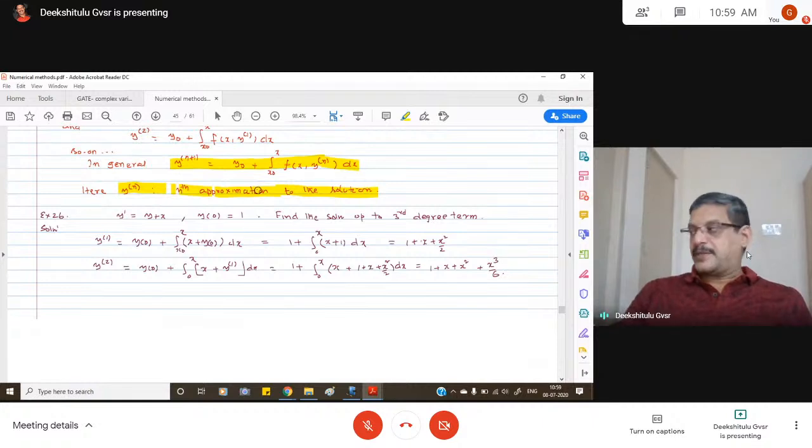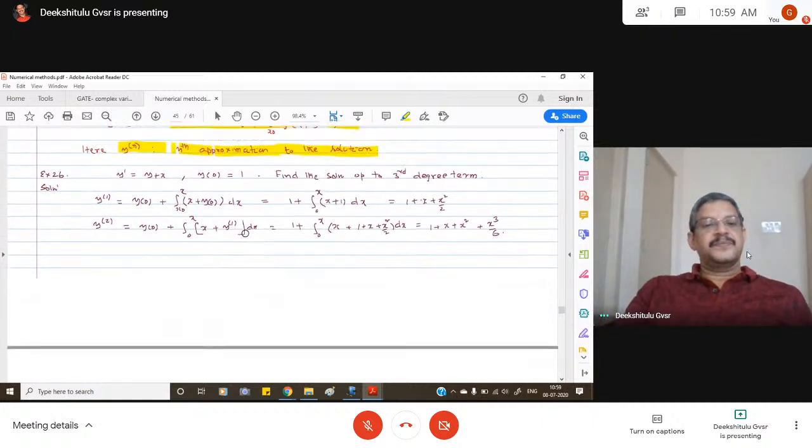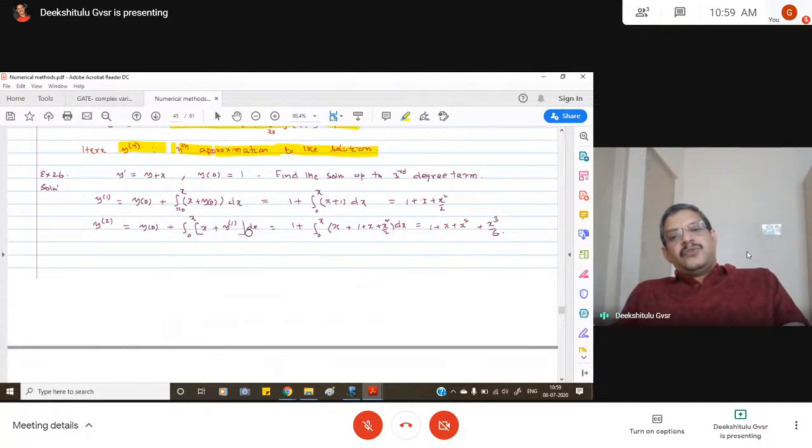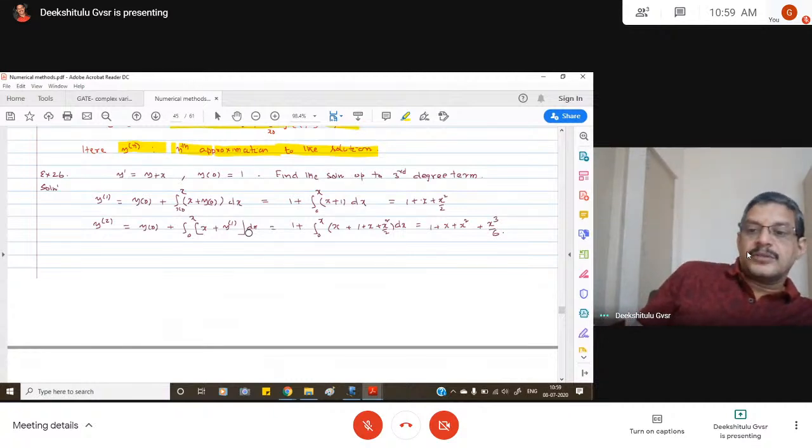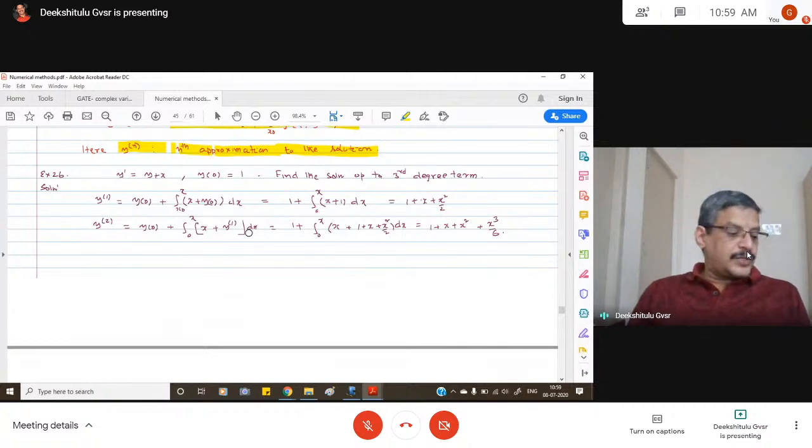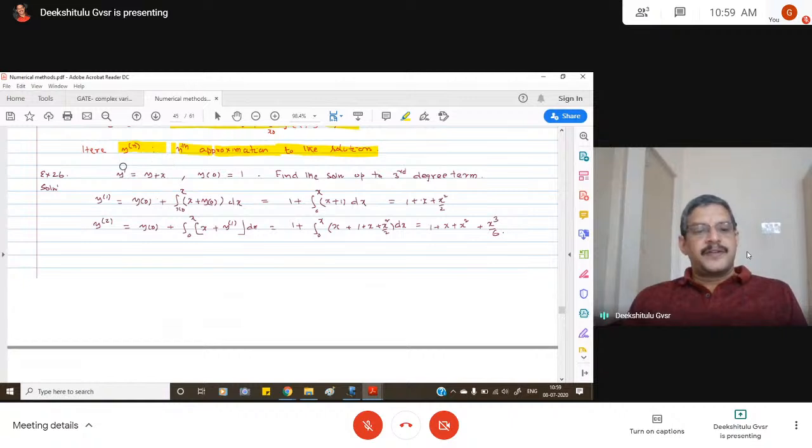So do a problem and understand easily. y' is equal to y plus x, y at 0 is equal to 1. Find the solution up to third degree term. We have to calculate the solution up to third degree term. So the first thing, that is y1 is equal to y0 plus the integral from x0 to x of f(x, y), because the function f(x, y) is y plus x, or x plus y.